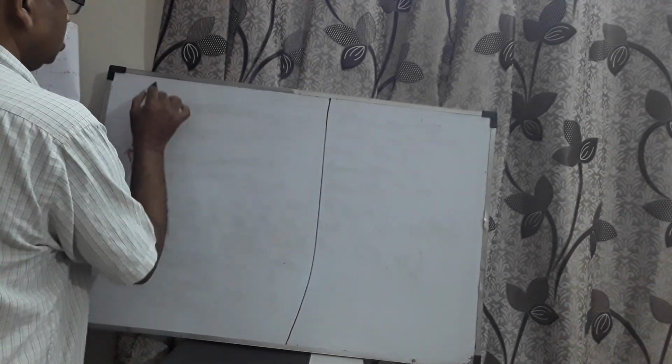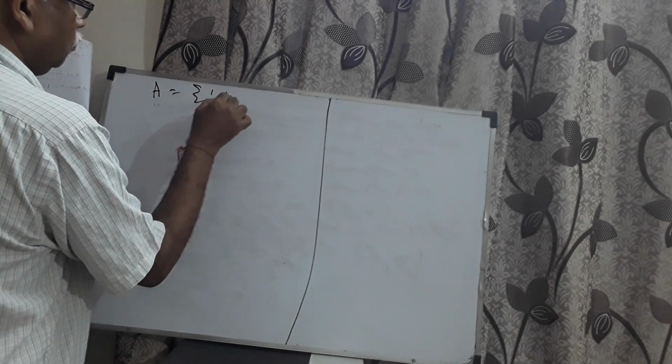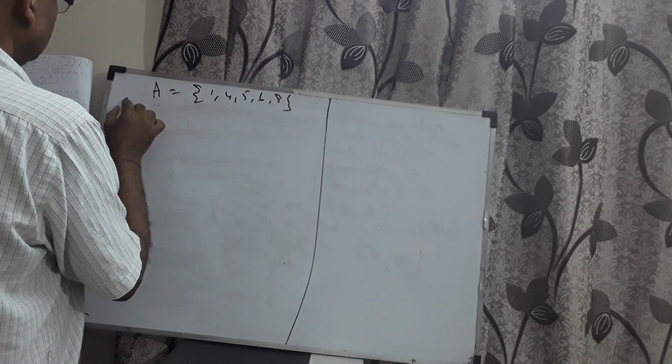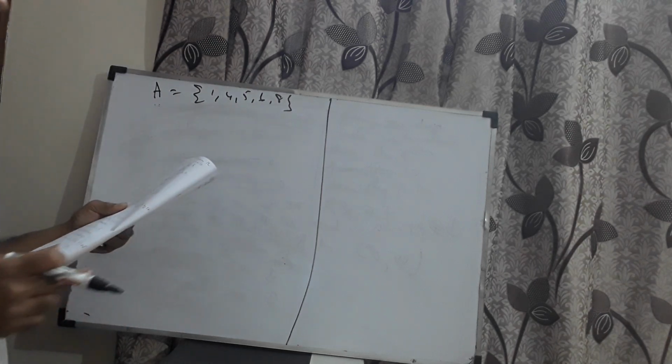Then the next question goes like this. You are given A is equal to {1, 4, 5, 6, 8}. A relation R on A is such that aRb if and only if mod a minus b is divisible by 10. Show that R is an equivalence relation. This is the question given to you. Read the question if you want.